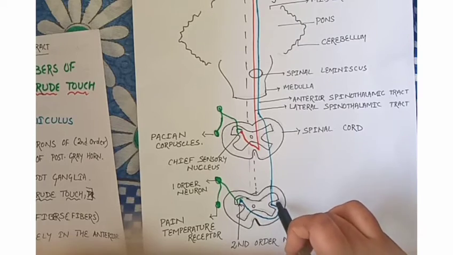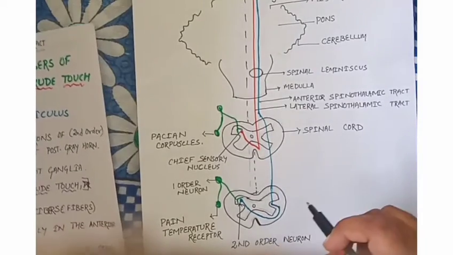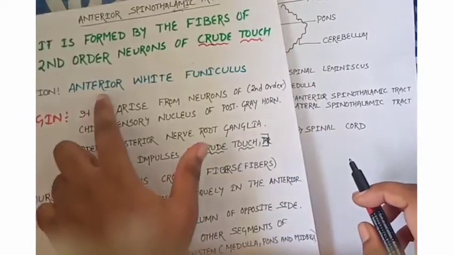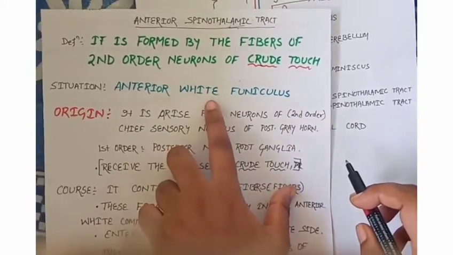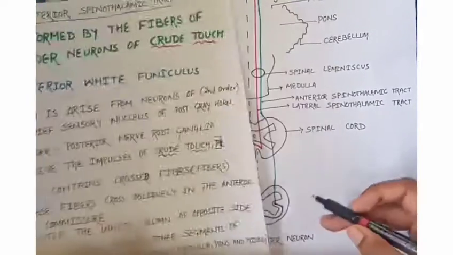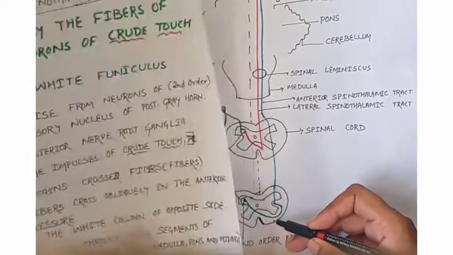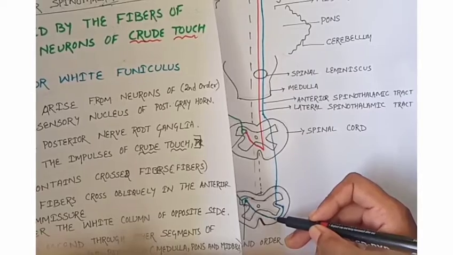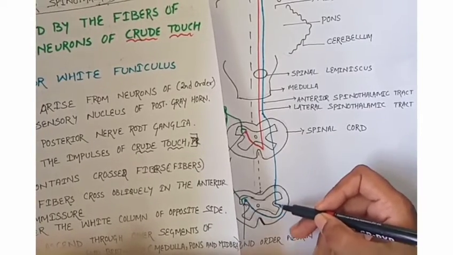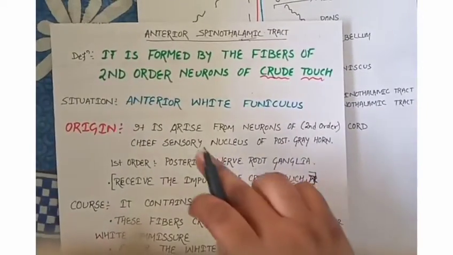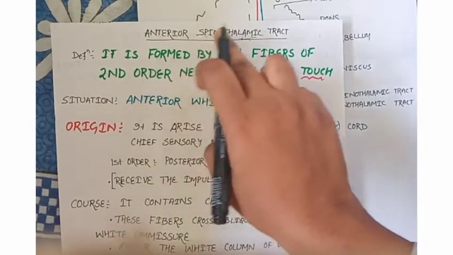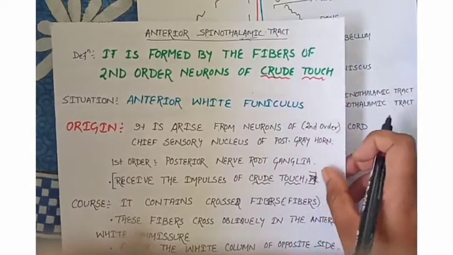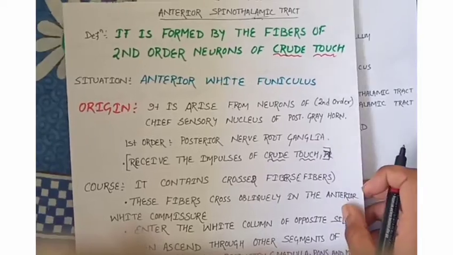Here you can see this is the posterior part and this is the anterior part. So it passes anteriorly. Anterior white funiculus means it arises from this part. This is white color, this part is the gray matter, this part is the white matter. So it passes anteriorly, and that is why its name is anterior spinothalamic tract. Understand? Then origin, where does it arise?